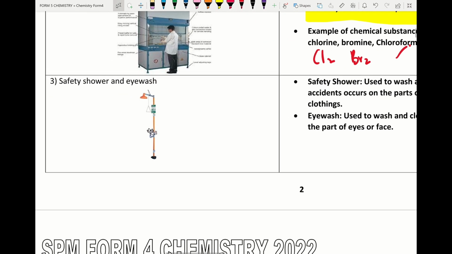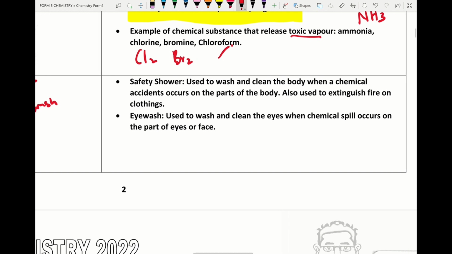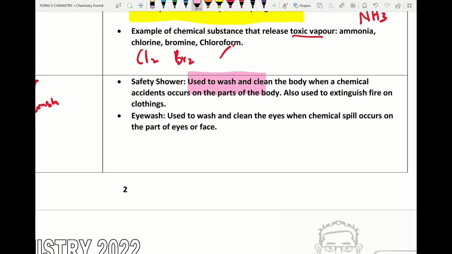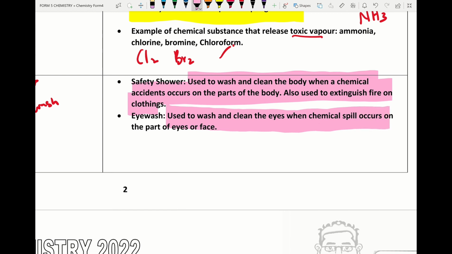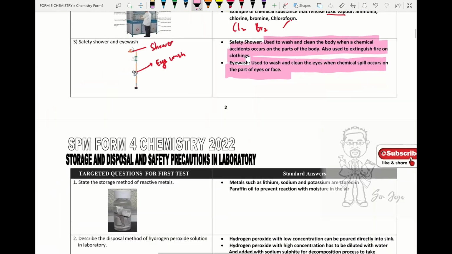So we move on to the next safety equipment that students must remember. This is a safety shower, and this is known as an eye wash. What is the function of the safety shower? It is used to wash and clean the body when a chemical accident occurs on part of the body, and also used to extinguish fire on clothing. The eye wash is used to wash and clean the eyes when a chemical spill occurs on the eye or human face.